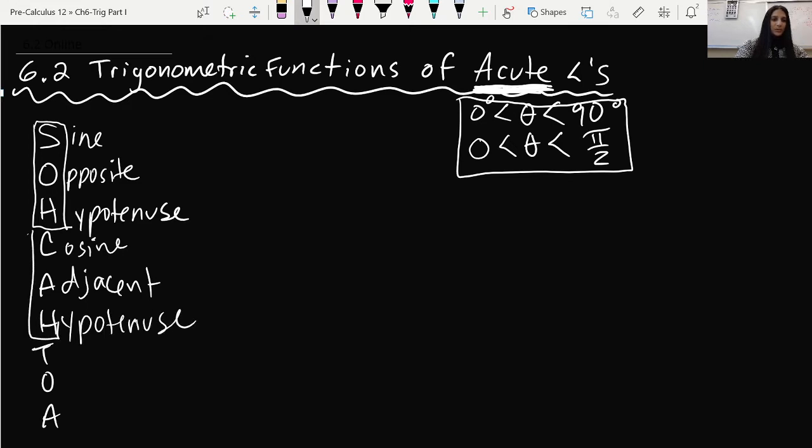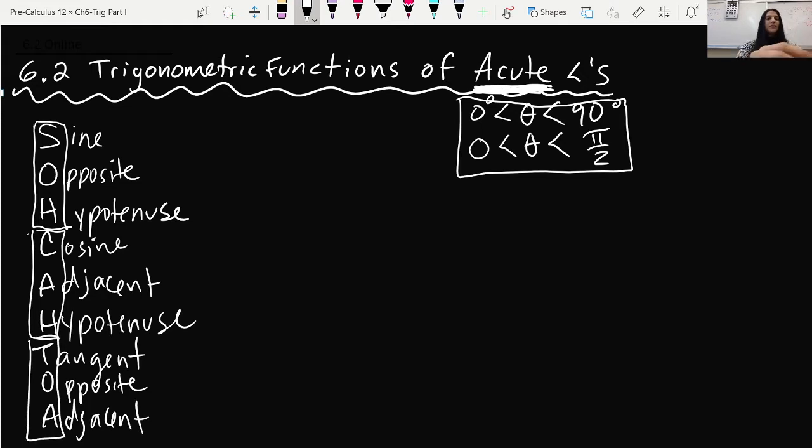And so I will group those together. And the last one we know is tangent, which is opposite over the adjacent side. So these three go together, just to remind you where sine, cosine, and tangent are the three ratios that we are interested in. Okay, but what I want to show you is that they actually have some reciprocal relationships that go along with this.